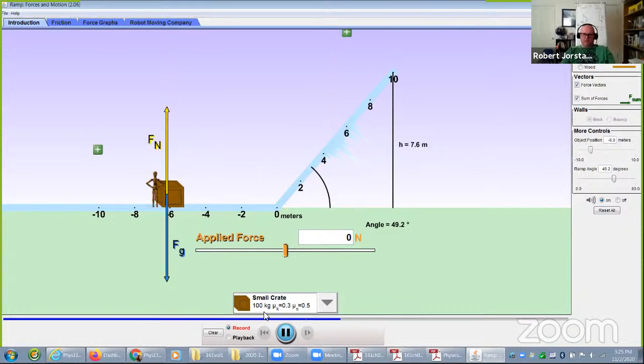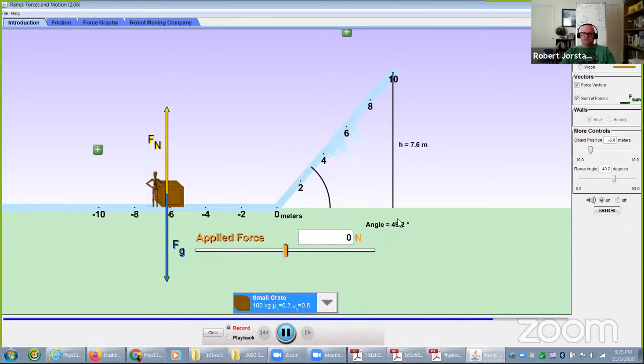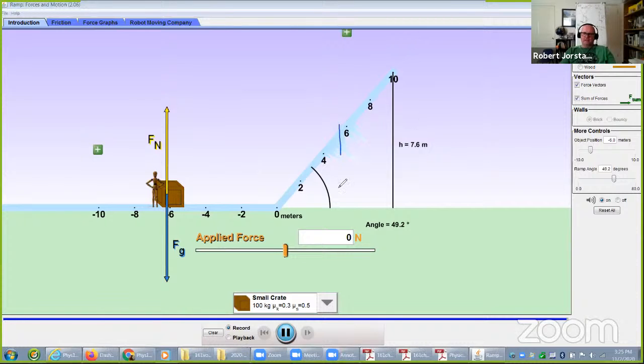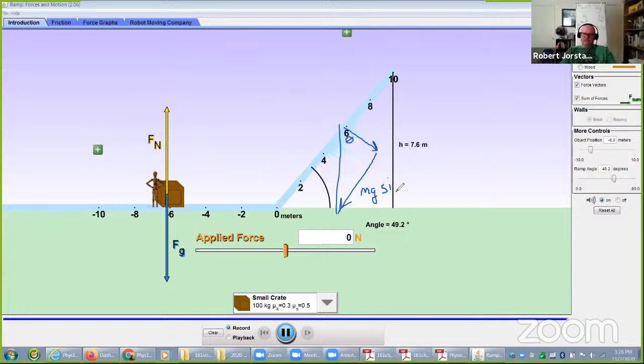Yeah. So tell me, what force should it be? This is a crate. It's got 100 kilograms. The angle is 49.2 degrees. How hard should you push? Remember, when you go on the incline, isn't this usually theta? And what is this component here? Right, mg what? Sine theta. So punch that in your calculator really quick and tell me a number.